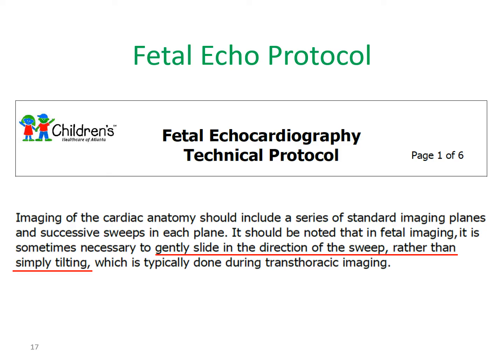And so if you're an OB imager or a maternal fetal imager who's used to imaging the fetus, you know that you need to translate the probe across the maternal abdomen. And in this case, when you find the correct view that you need to be in, these slight movements of the probe, sliding ever so slightly in the direction that you're going to sweep, is important to show properly the angles that you need to show of the cardiac structure.